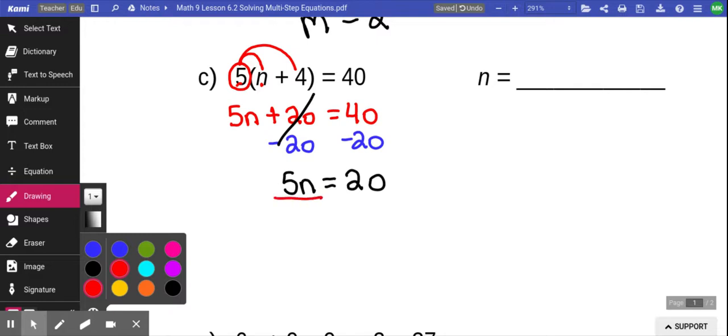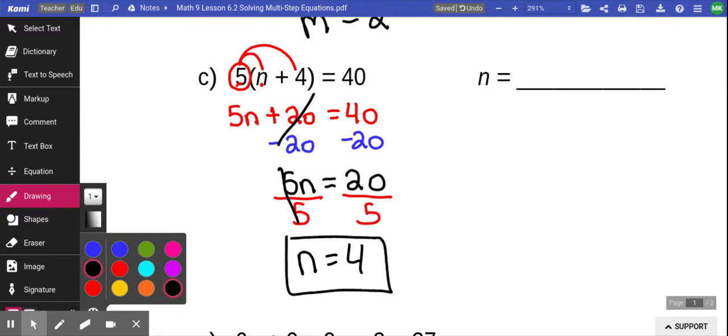Now I need to get rid of that 5. The opposite of 5 times n would be dividing. So I'm going to divide both sides by 5. That leaves me with n on the left side. 4 is my answer. N equals 4 is my solution. Wonderful. So when we have a question that has brackets, we get rid of the brackets by distributing in, and then we solve like a basic question.